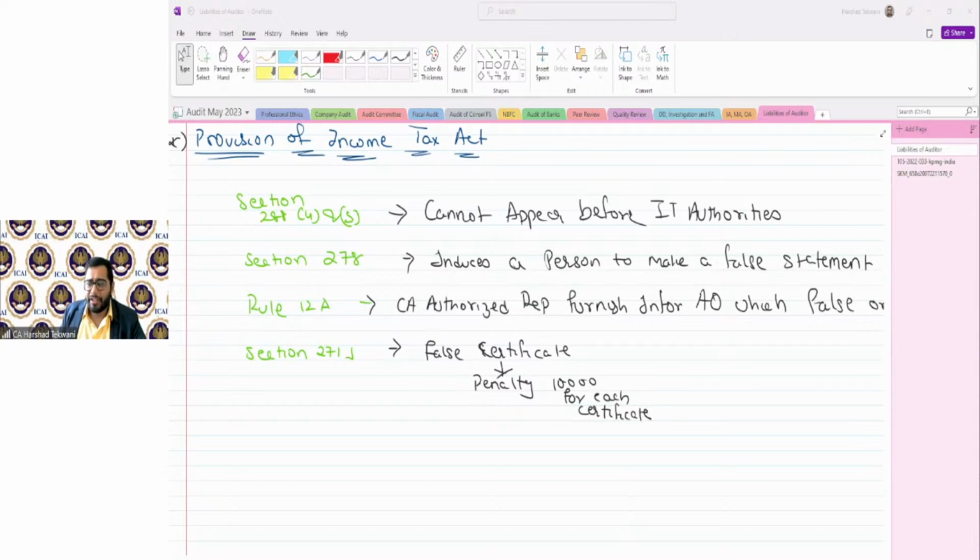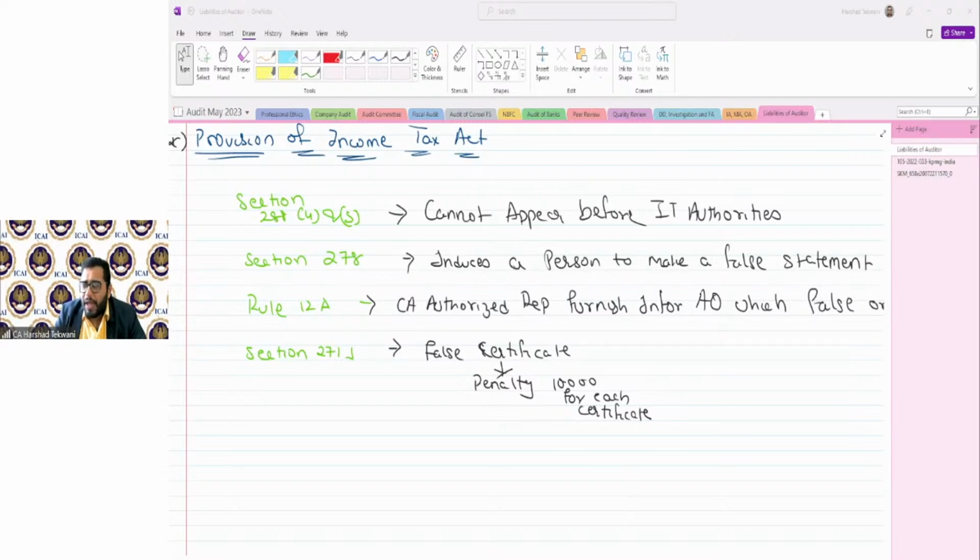Okay. Then section 278 talks about if a person abets or induces in any manner any other person to make or deliver any account, statement, or declaration relating to any income which is false. For example, if I go to my client and say, you declare this much income, although you don't have this much income, you declare higher, false income, or you do not declare this income.